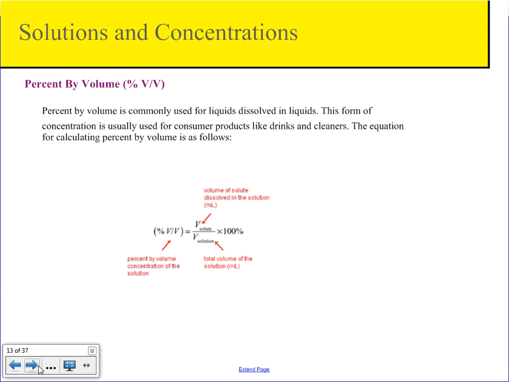The equation for calculating percent by volume is as follows. Percent by volume concentration of the solution equals the volume of the solute dissolved in the solution over the total volume of the solution times 100. Okay, so let's do an example problem, and I'm going to show you not only how to do these, but also what the expectation is for you to be doing these in your tests. Many of you have already seen this. For those of you who haven't, we're going to go through it together.